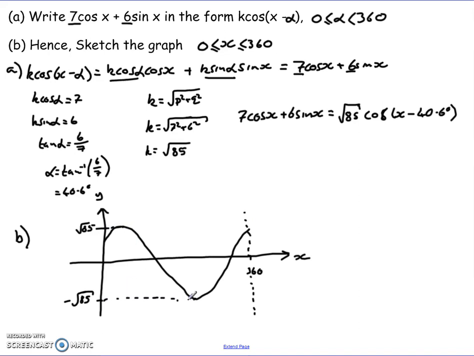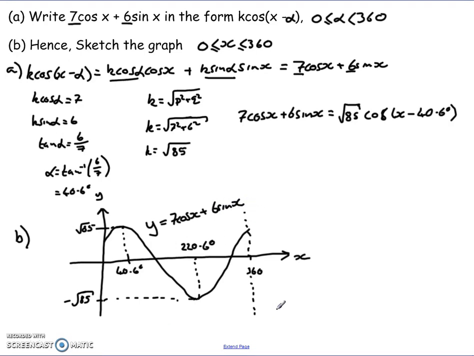However, one other key bit of information we can mark on is where these maxima and minima occur. We knew where they were before, we know what transformations happen, so we can give it its new values. This one was at 0 in terms of x, but it's shifted up by 40.6 to the 40.6 degrees. This one was at 180 degrees, it's shifted up by 40.6 to 220.6 degrees. So we're now able to say that that is roughly what the graph looks like of the function y equals 7 cos x plus 6 sin x.